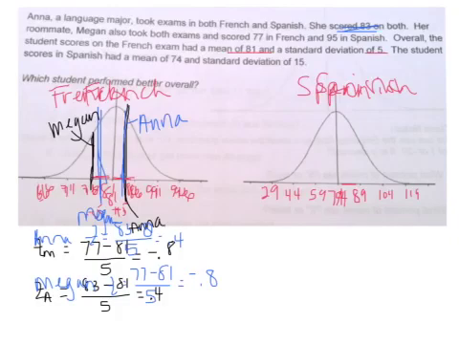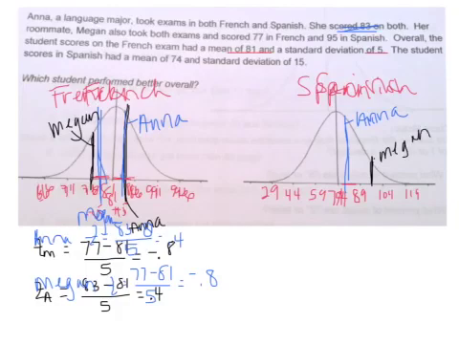Now let's go ahead and place Anna. So Anna got an 83. She's somewhere in here. This is Anna. Still on the positive side of things. And Megan, she did a really good job on this one, and she had a 95 in Spanish, so she's up here somewhere. So this is Megan.